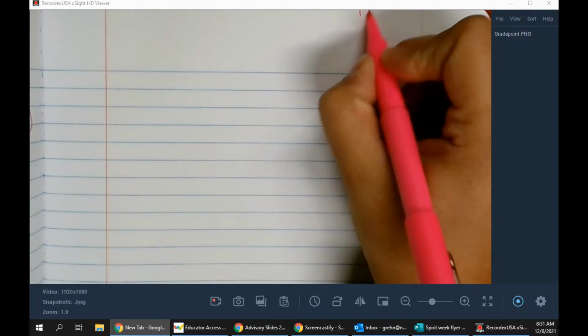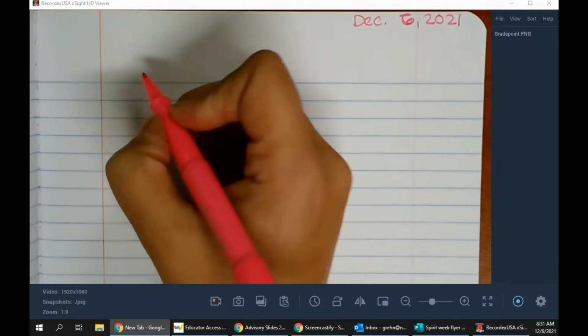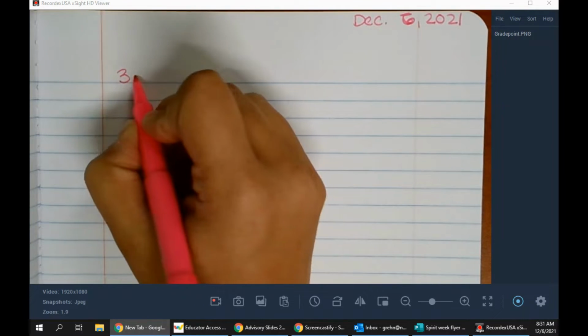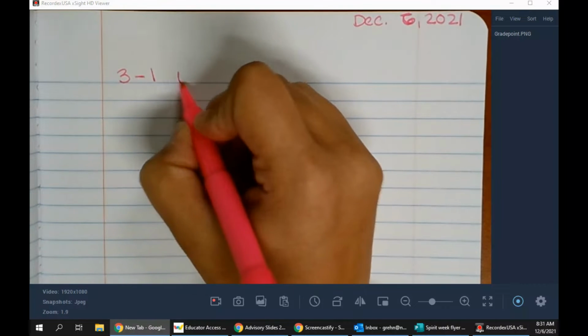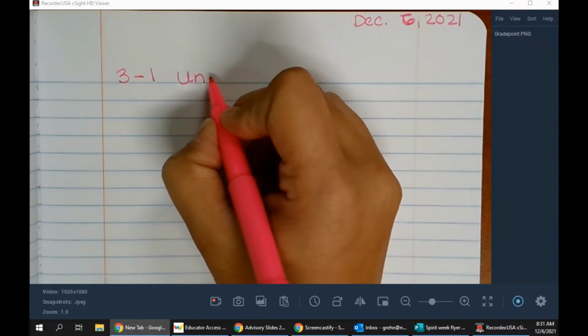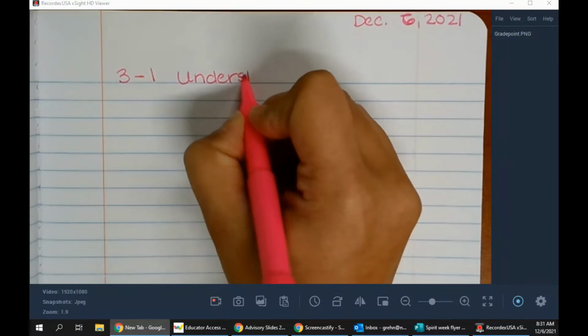Today we're going to be talking about exponents. Go ahead and open your notebook to the next available page, and you can put today's date at the top of your page as well. Okay, and the title of our notes today, we're going to be in Topic 3, Lesson 1, and it's Understand and Represent Exponents.